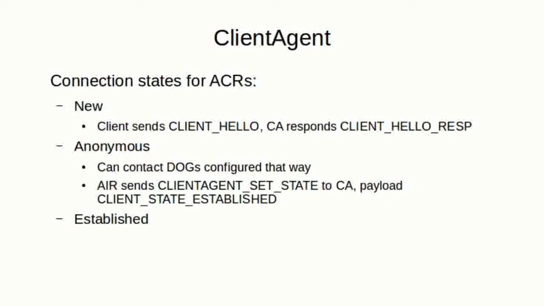Once one of them has confirmed that the client is legitimate, for instance by checking username and password against an account database, it sends a ClientAgent setState message to the ClientAgent with the payload clientState established. The ClientAgent then puts the connection in the established state. At that time, the client gets full access to the messaging network within the bounds of its privileges and visibility.